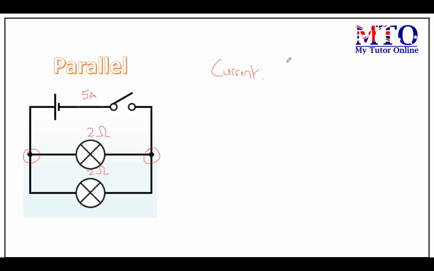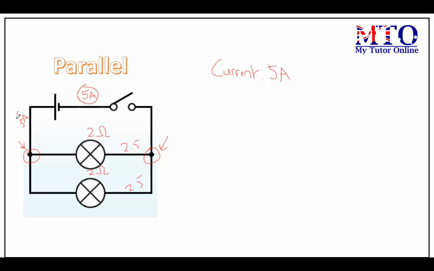The current in a parallel circuit is actually different to what we just learned in the series circuit. As I've already shown you, the total current is simply 5 amps. However, when the current travels through, it splits right at this breakpoint and becomes 2.5 and 2.5. This then reconnects here and becomes 5 again.